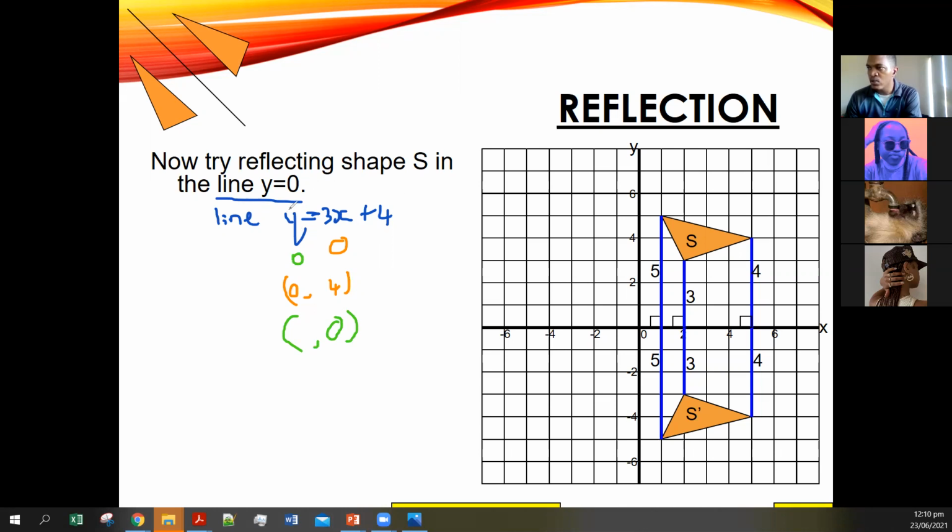So if y is 0, this goes over, it becomes minus 4. Divide by 3, then it becomes minus 4 over 3. Okay, those are the two coordinates that I have. If you have a calculator, you can quickly solve it out: minus 4 divided by 3, and then you can also get your answer. And then you will plot those 2 points on the graph. Once you plot them, then you have your line. Then you start the reflection on that line.